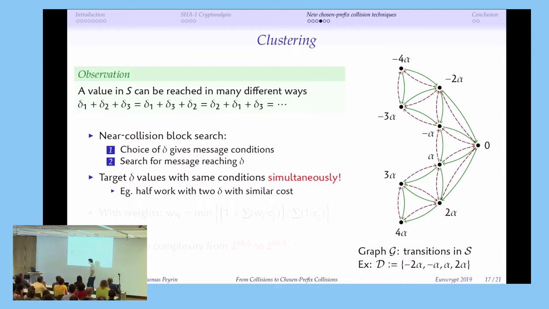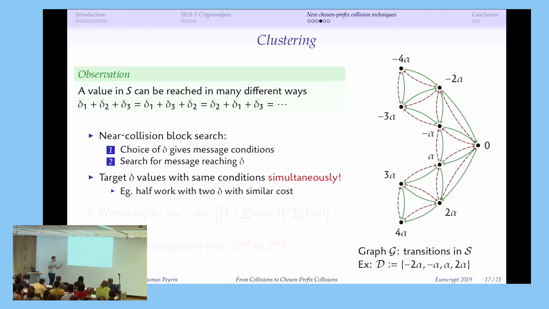And so how can we use this freedom? Well, if you look at how the attack is actually performed, you start with a birthday phase, you get your nice difference, and then you want to cancel it. And so you're going to start with the first block, so you know you have to target some difference delta 1. And now what you do, you start from delta 1, you look at your collision attack, this gives you some message condition, how to reach delta 1, and then you try many random messages until you hit delta 1.